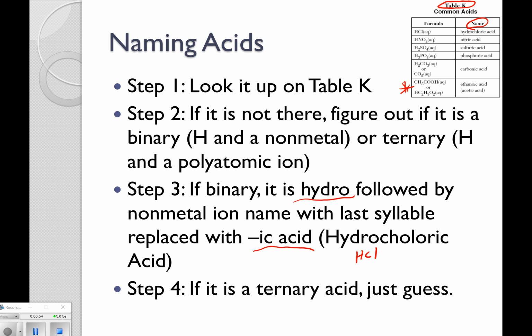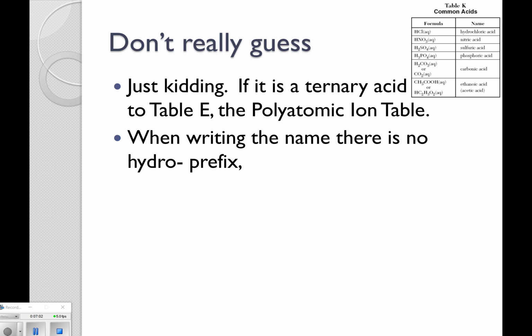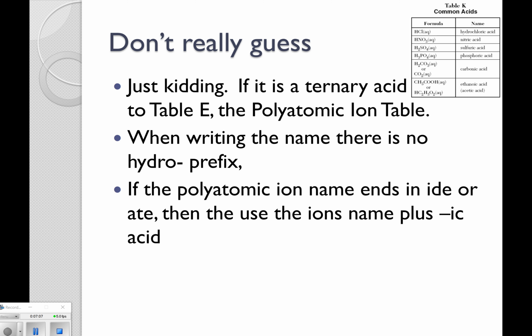If it's ternary, just guess. Just kidding, don't really guess. If it's ternary, we want to first look at table E, where we have our list of polyatomic ions. But we're not going to use the hydro prefix. We first want to look at the ending of the polyatomic ion name. And if that polyatomic ion name ends in IDE or ATE, like carbonate or chlorate, then we're going to use the polyatomic ion name and then just add ic acid to the end of it.